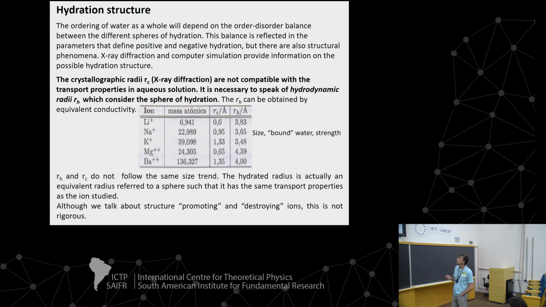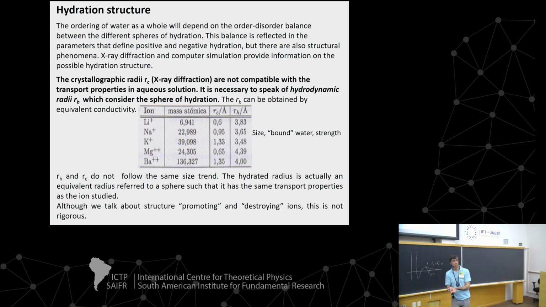And we are going to speak, of course, of hydrodynamic radii, which take into account the hydration sphere. This is, for example, the crystallographic radius for lithium, sodium, and divalent cations here, and these are the hydrodynamic counterparts. You see, for example, that for lithium, you have a very low crystallographic radius, but this radius grows a lot when they are in solution, and this is not strange. This is around the distance of a water molecule, since you're going to have your ions surrounded by a sphere of water molecules.